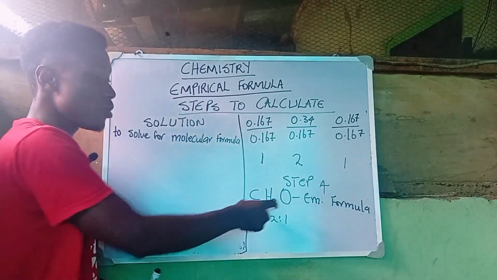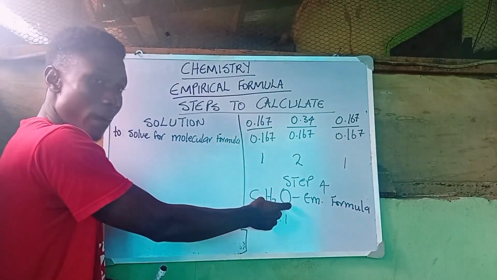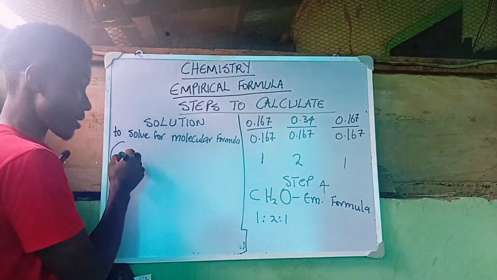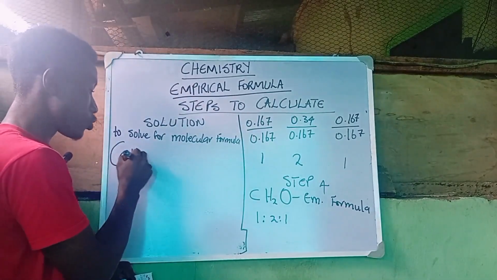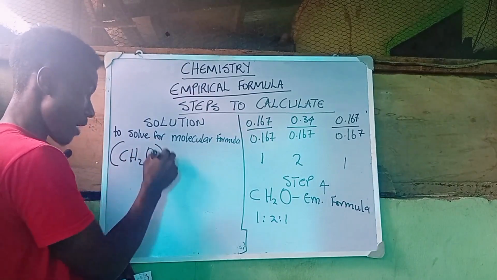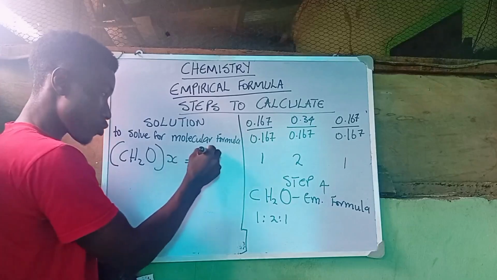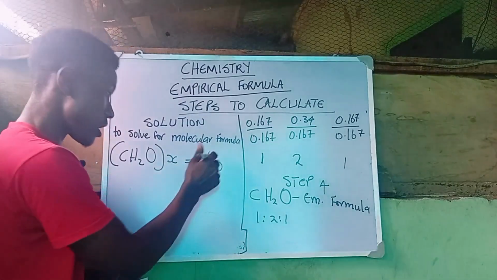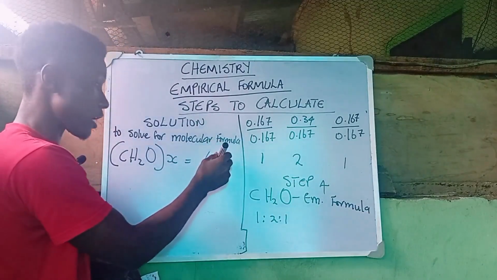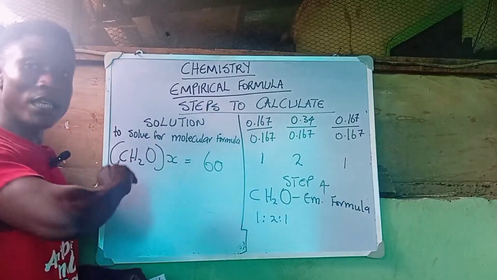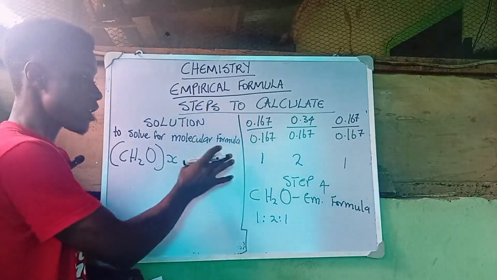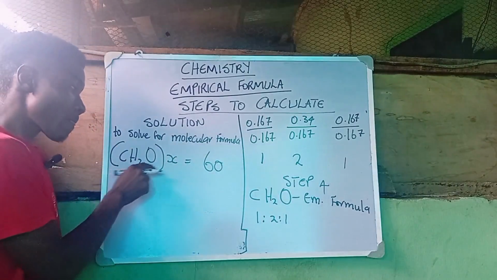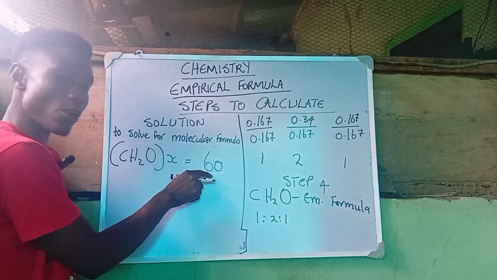we simply have to bring in the compound that has been given here. So we say open bracket, CH2O, close bracket, X equals 60, because the relative molecular mass that was given to us here is 60. If you are solving the equation and you are given 12, 19, 20, it all depends, so you just have to substitute. But for this question, what we have here is 60.